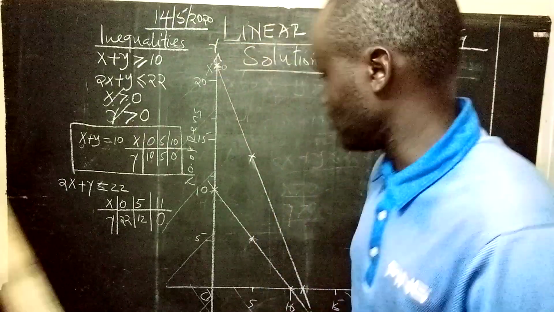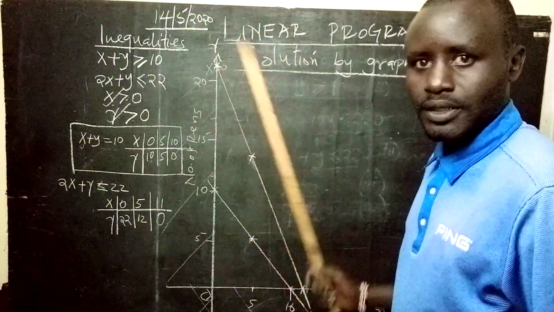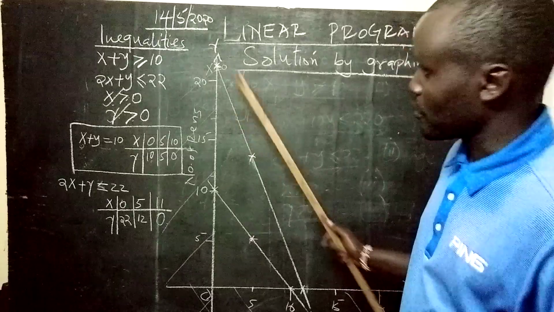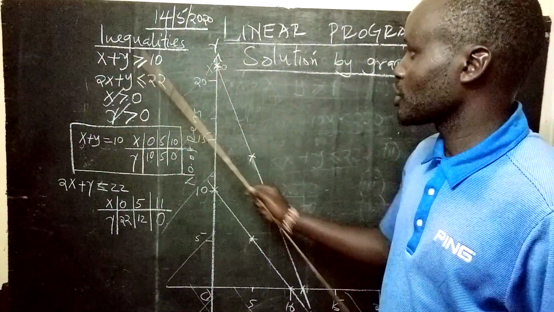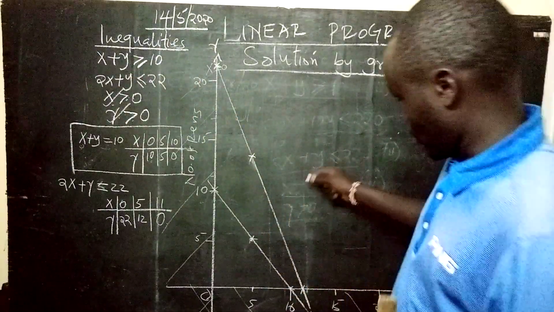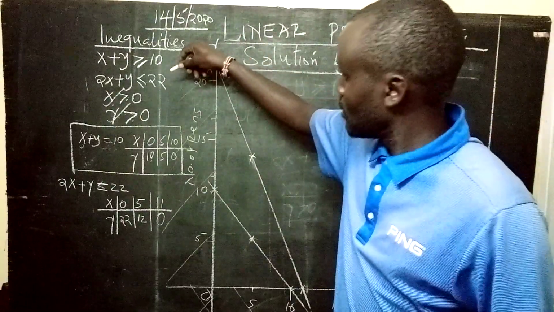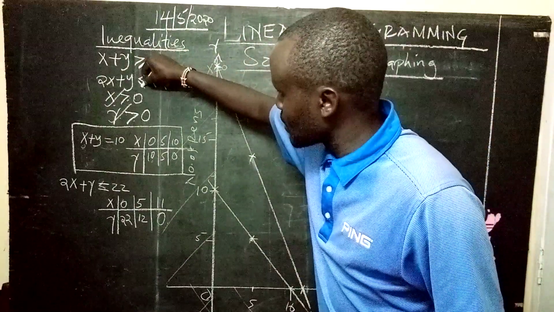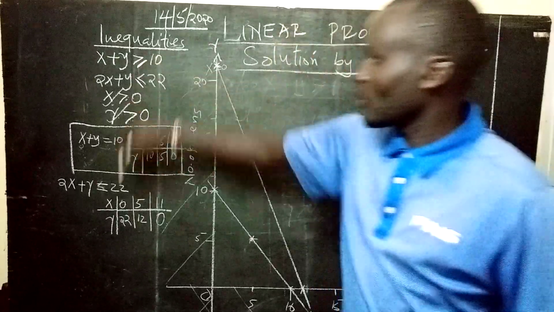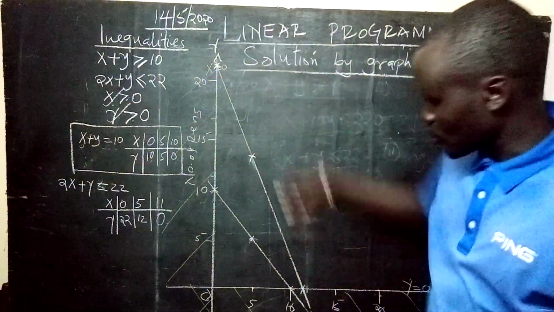So this is our line representing this information. So we have the line also being continuous because of this, as our reminder, equal sign, so it is continuous.